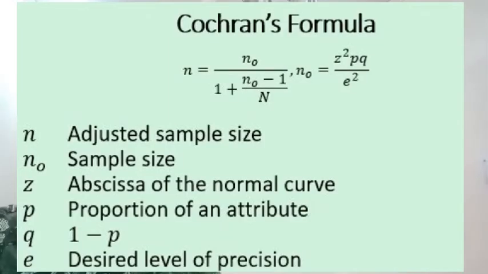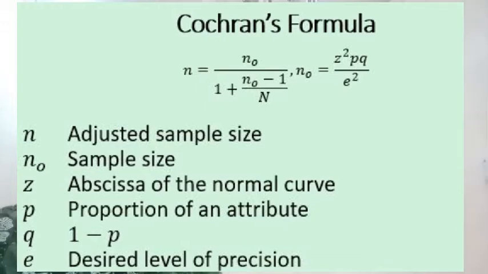And here is the Cochran's formula. Our sample is denoted by the lowercase n. It is the adjusted sample size that we are going to use, regardless how large or small the population size is. But we could not compute for the lowercase n without computing first the n sub o. Z is the abscissa of the normal curve. You will use 1.96 for the value of z.